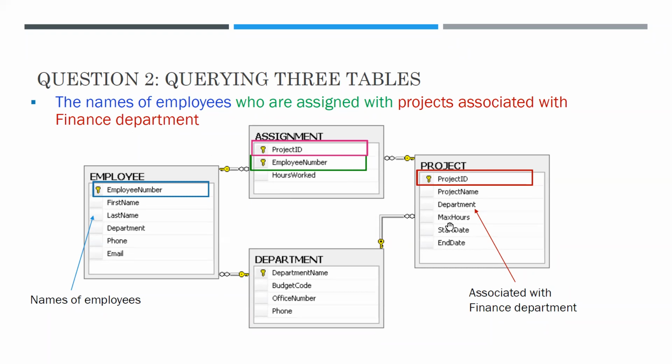So you have seen the 3 tables. Now, why do we need these 3 tables? I cannot join, if I don't use assignment, there's no way I can join projects.